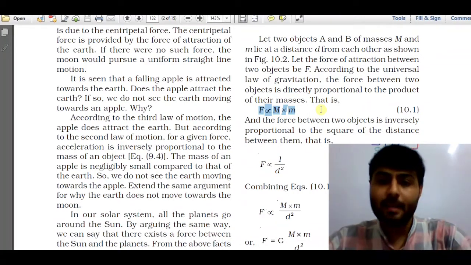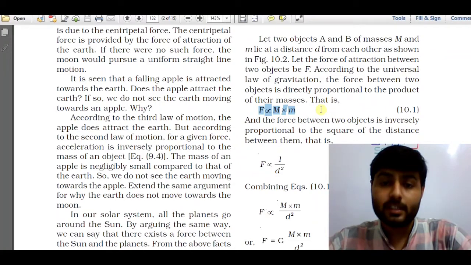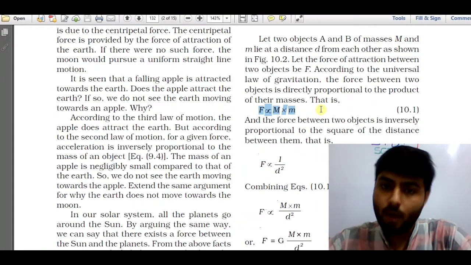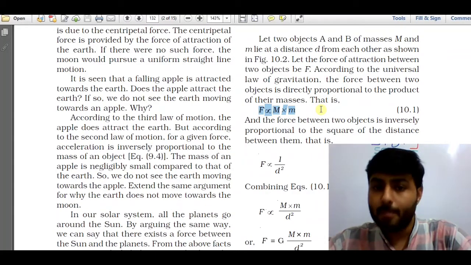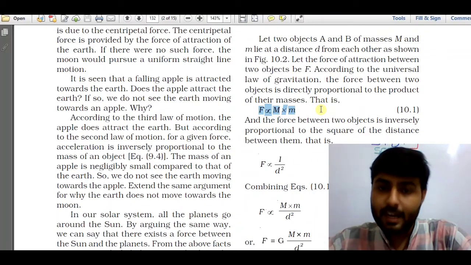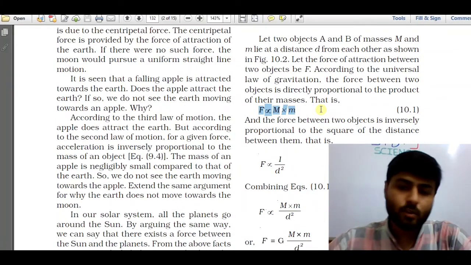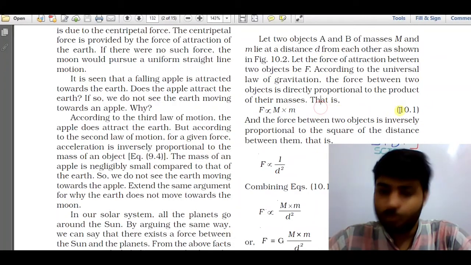What are capital M and small m? That is nothing but the product, or say the multiplication, of the masses of these objects. We have objects A and B, whose masses are capital M and small m. So this force acting on these two objects, F, is proportional to M multiplied by m. We call it equation number 1.